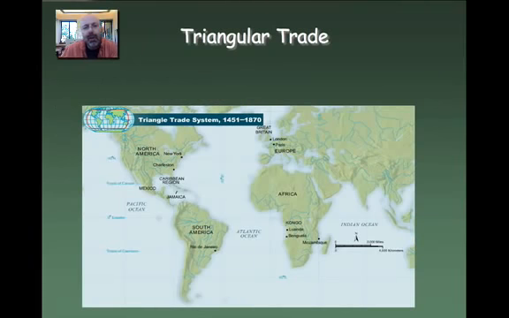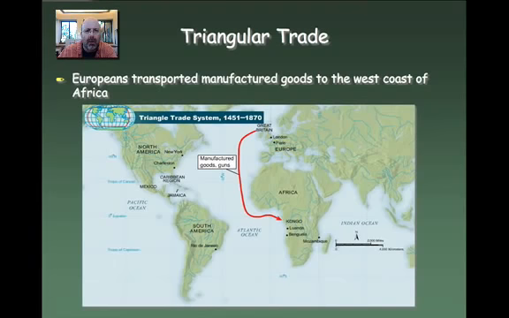Okay, here's another system of trade that you need to understand as part of this process of mercantilism, and it's known as triangular trade. So let's take a look at what's going on in this map below. What we'll see is that Europeans transported manufactured goods to the west coast of Africa. So again, Great Britain is manufacturing goods, maybe tables, chairs, clothes, guns, and they're shipping them to the western part of Africa near the Congo.